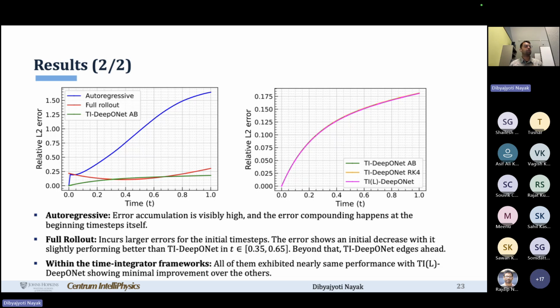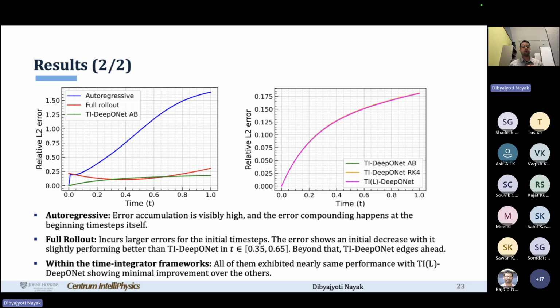Instead, we are trying to represent it through basis functions and coefficients, right? But beyond a certain time point, and this was also observed in the Burgers case, for a longer time horizon, as you move further and further in time, we can expect this error in the full rollout to keep on growing. But TI-DeepONet would have a more controlled and stable error growth as you move further in time.